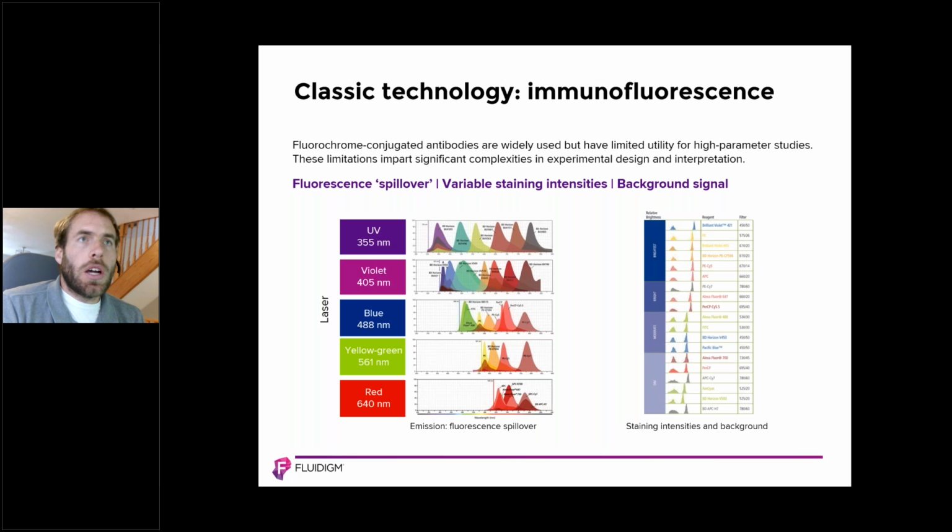As Sydney mentioned in her talk, the classic technology that people have been using for a long time is immunofluorescence. Immunofluorescence comes with a few different limitations. One, you have fluorescent spillover, right? So the peaks are very broad. They overlap into other peaks. You also have variable staining intensities between the fluorophores. So there can be a difference of 10 to the 3 fold change in a very bright fluorophore versus a very dim one. And last but not least, you have background signal, which often occurs from autofluorescence or other endogenous fluorescent moieties inside your tissue.